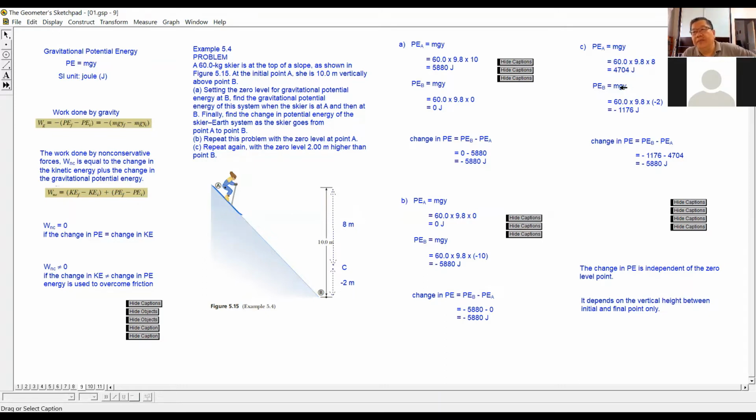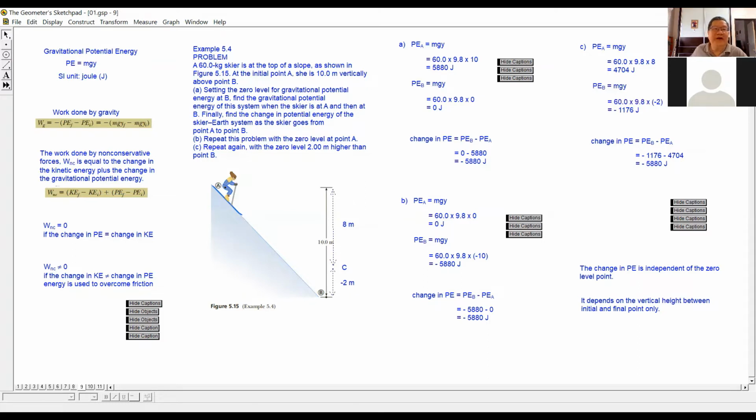Then we look at B. B is also mgy, 60 times 9.8 times -2, because it is 2 meters below the point C. We get the answer to be -1176 joules. Now the numbers are different. Not only are they different, one number is positive and one is negative. Are we going to get the same answer for the difference in potential energy?